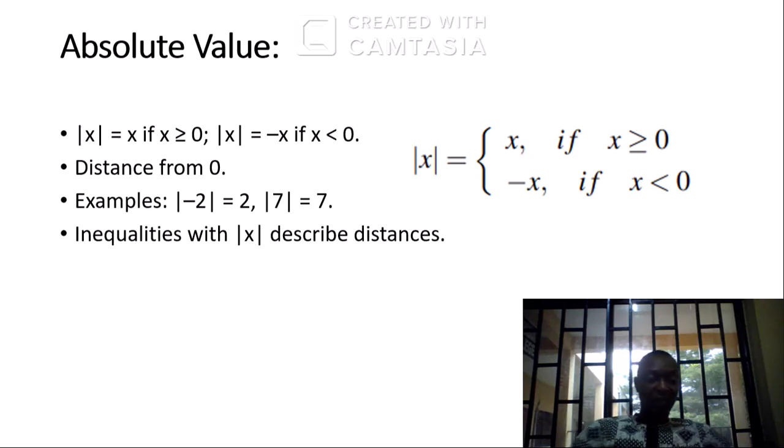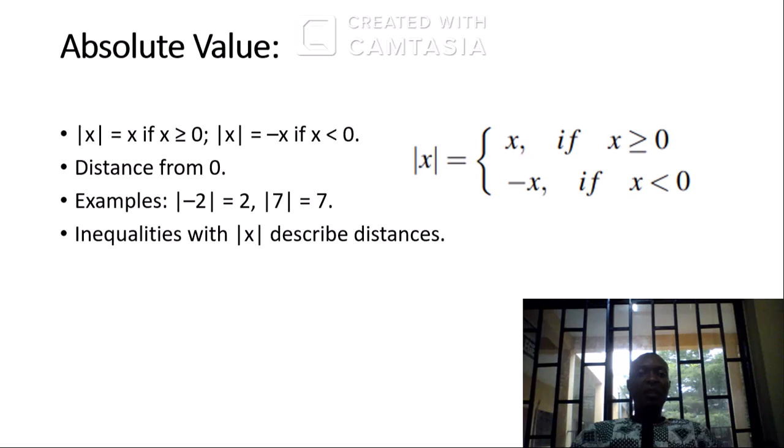If you measure it, the absolute value from 0 will be 2. If you go to the right also, it will be 2. Also, the absolute value of 7 is 7. So we are saying the absolute value of minus 2 is equal to 2. Look at the definition here, this diagram on the right-hand side. You see, the absolute value of minus x is equal to x.